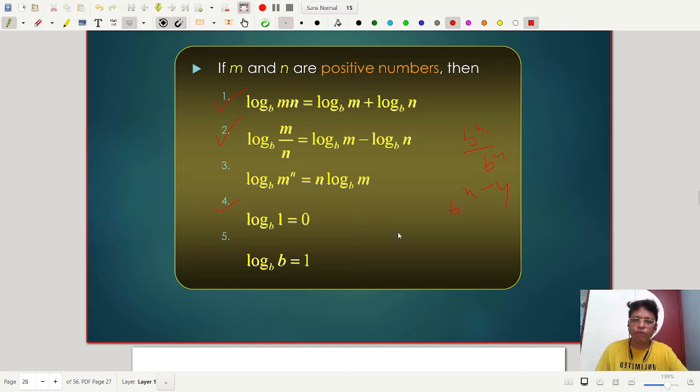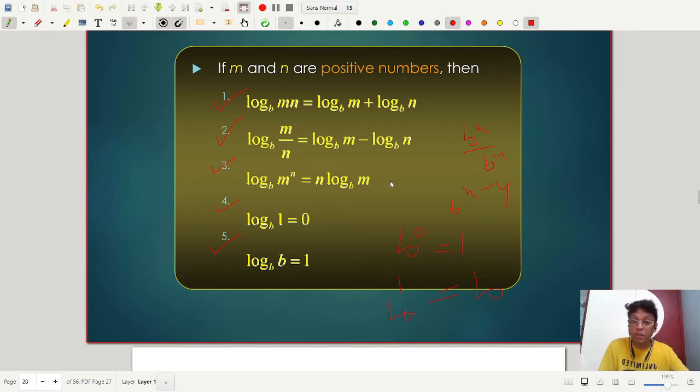And what about 4? 4 is also very simple, because b to the power 0 is 1. Something to the power 0 is 1. Now using the definition, log 1 base b is 0. And b to the power 1 is b, so using the definition, log b base b is 1. Whatever be the base, log 1 is 0. And if your base and the number are the same, it will be 1. So these are the properties, and this is the power.